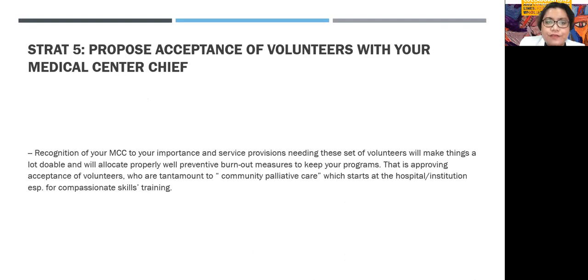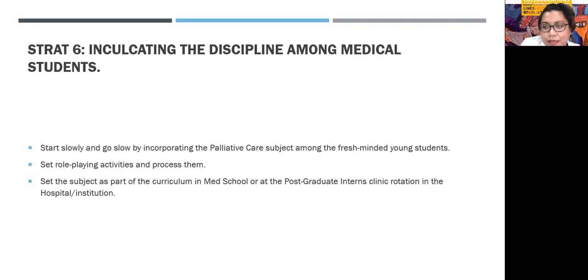For strategy 5, we should propose acceptance of volunteers with the administrative body, since recognition of the discipline's importance and service provisions is needed. This set of volunteers will make things a lot more doable and allow proper preventive burnout measures to keep the programs going. That is, approving acceptance of volunteers, hopefully tantamount to community palliative care, which starts at the hospital institution, especially for compassionate skills training.